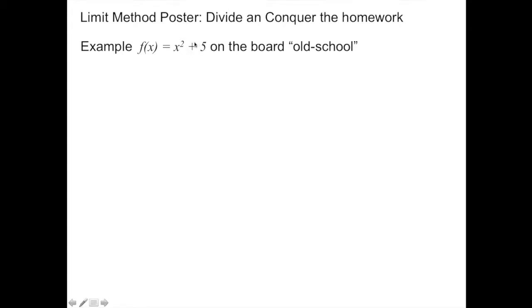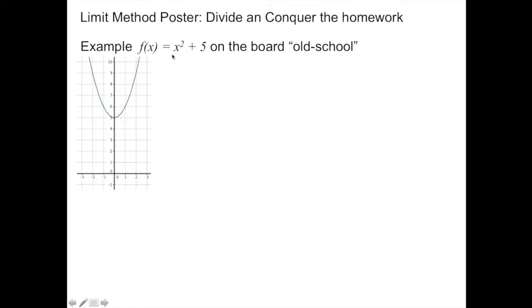So if we graph this, we know it's a parabola. You see the x squared, and we have an offset of 5, so it's up 5 units. And if we need to do the limit method on this, since we don't have a constant slope, just a reminder of the limit method here, which means we have to get expressions for f of x plus h and f of x. So we'll start with f of x.